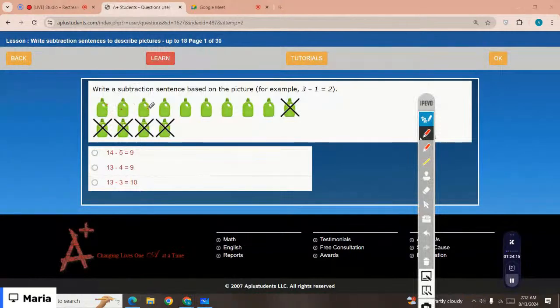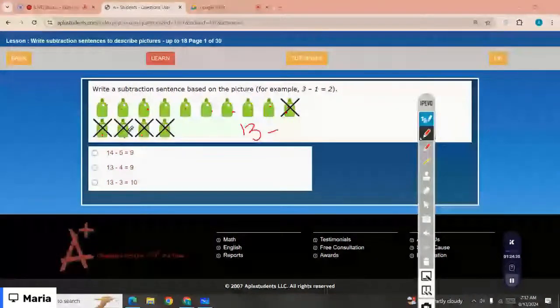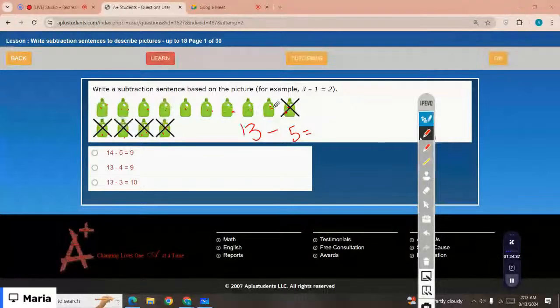1, 2, 3, 4, 5, 6, 7, 8, 9, 10, 11, 12, 13. So in total they are 13, right? The ones 2, 3, 4, 5. So 13 take away 5. So now you need to count the ones that are not, I think they are 14, not 13. 1, 2, 3, 4, 5, 6, 7, 8, 9, 10, 11, 12. Yes, they are 14. 14 take away 5.